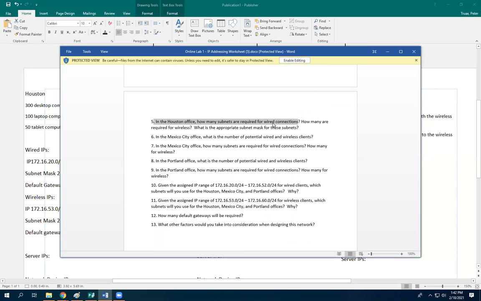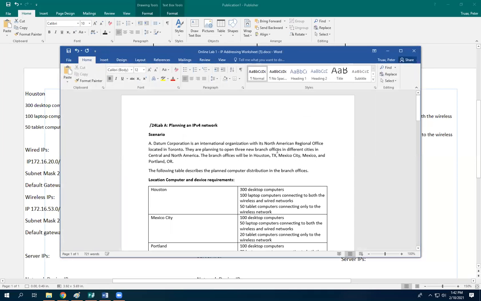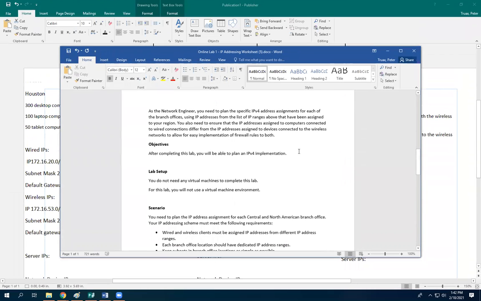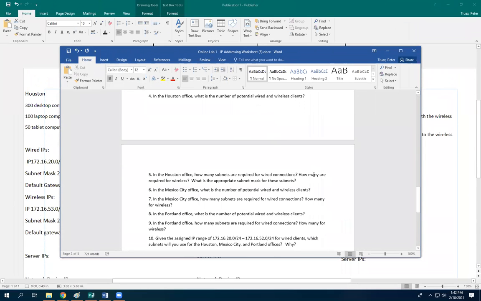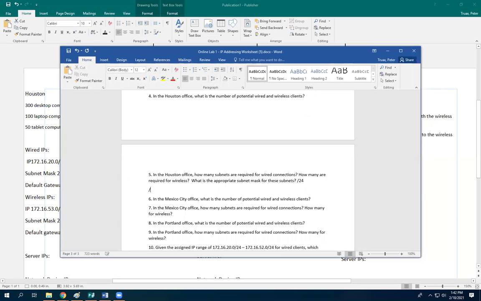And then how many are required for wireless? Then only 1. And what is the subnet mask for these subnets? So they're talking about doing a /24. But in reality, I would do a /23 and then also a /24. So /23 for the wired and a /24 for the wireless.